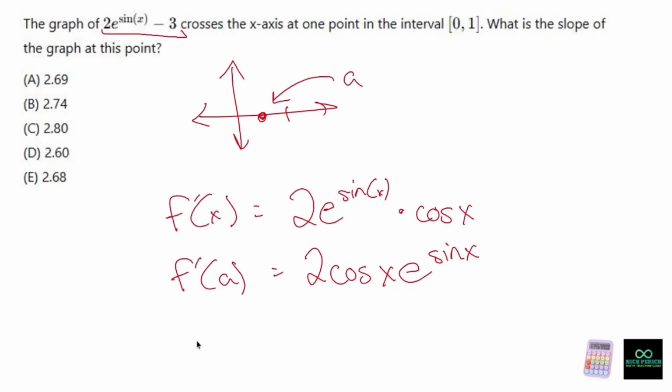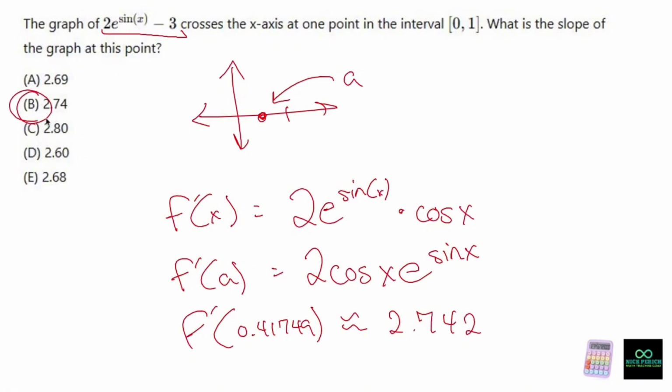All right, so after all of that, we found out that at that point, that A value was 0.41749. More decimals than necessary. When I plugged that in, I ended up with 2.742, which seems to match up with B right here. Okay, so not the prettiest problem for sure, but that's how you do it.